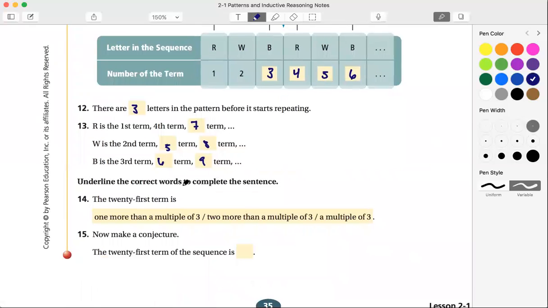So underline the correct words to complete the sentence. Then the 21st term is one more than a multiple of 3, 2 more than a multiple of 3, or is it a multiple of 3? Well, it's a multiple of 3. So if it's a multiple of 3, which of these is a multiple of 3: R's, W's, or B's? I think it's going to be a B. And that's how we determine the next pattern.